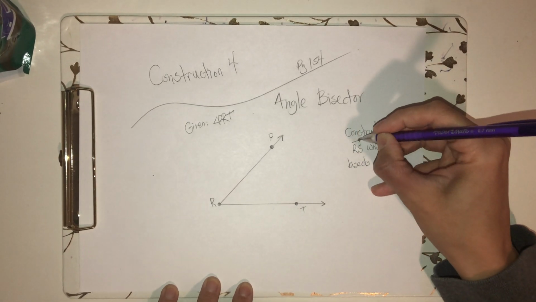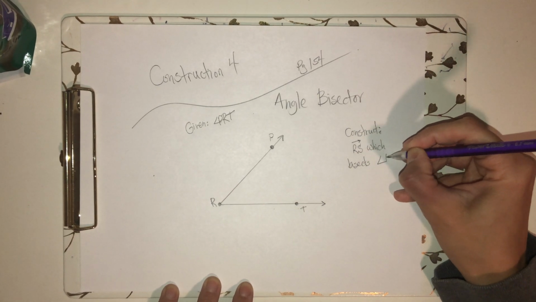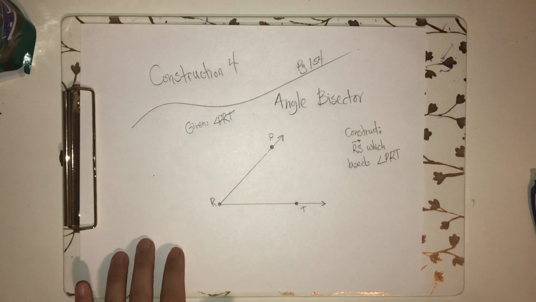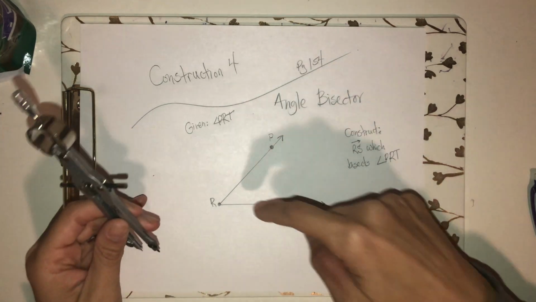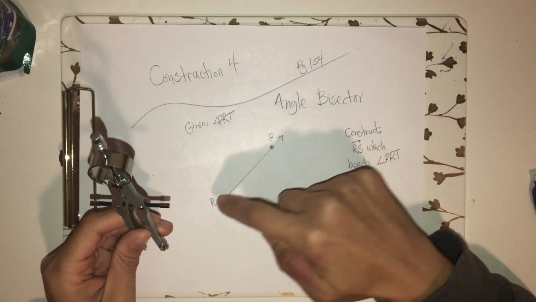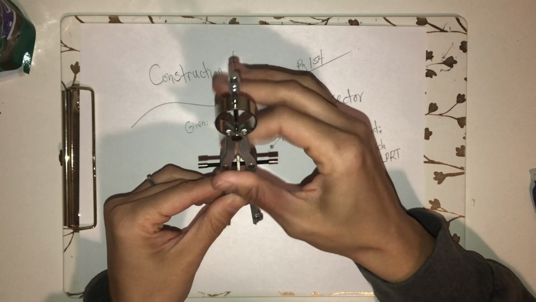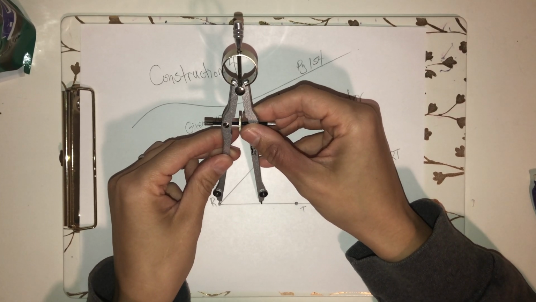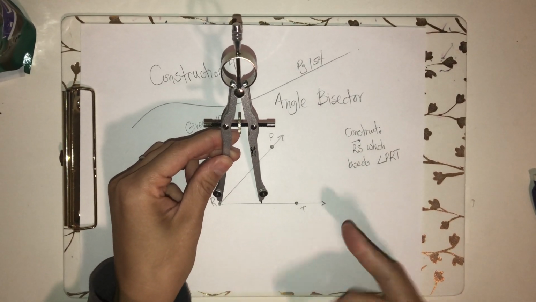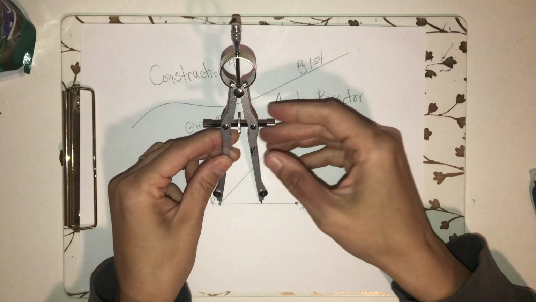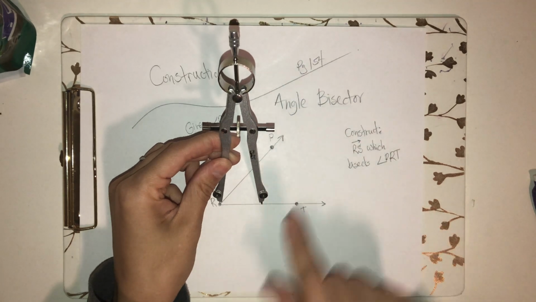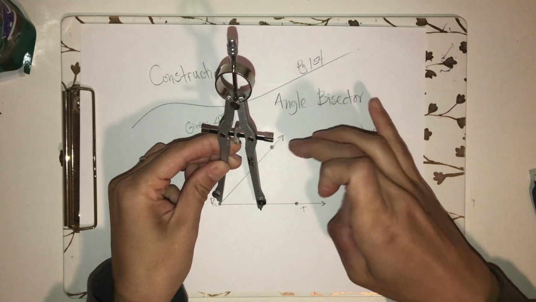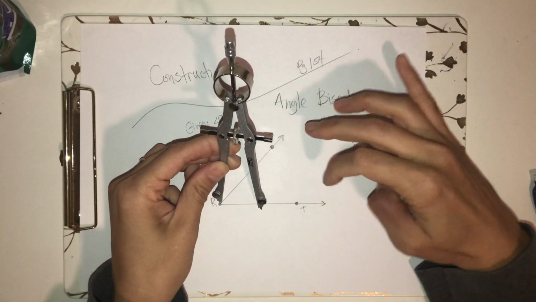So I'm saying ray RS, which bisects angle PRT. And here we go. Somewhere within the distance from R to T or R to P, go ahead and open up your compass. Now there's no wrong distance. I'm going to choose to have it be this wide according to the relative size of my angle. And this first radius really doesn't matter so much. You just want to make it somewhere inside of the other points on the rays that form the angle.